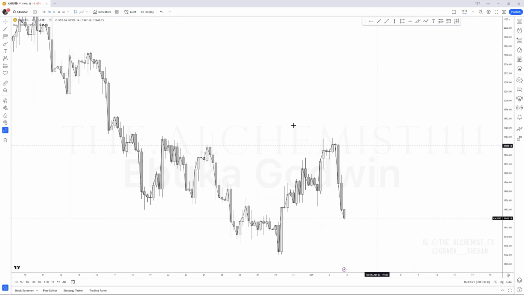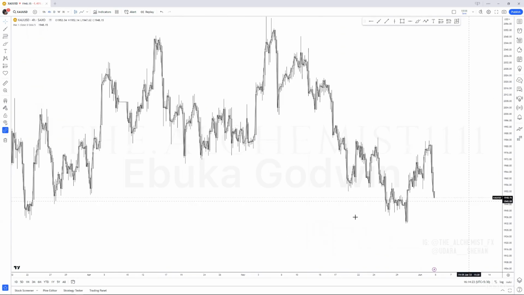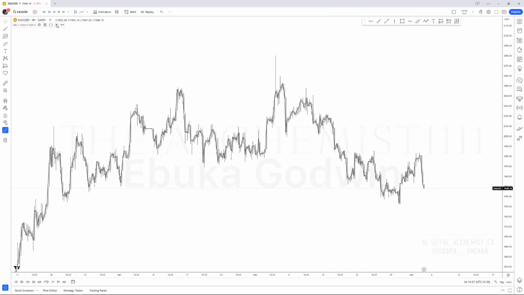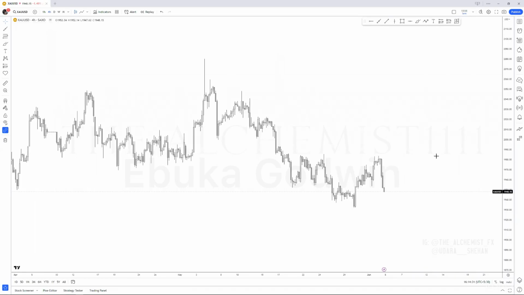But I don't do this. It's messy, right? Look at this. I want to have my charts as clean as possible, so I'll take it off. If you want, you can do this. That's perfectly fine. Now let's get started.